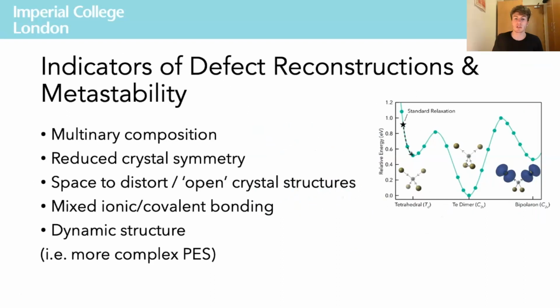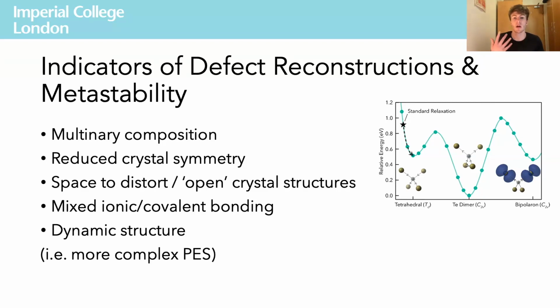Okay, so in our initial data set for testing our method, we had no perovskites included. However, from that initial data set, plus observations from many other studies that have since followed, we know that this reconstruction behavior is most likely to occur and be important when we have one or more of these features listed here. So, for example, a multinary composition, a reduced crystal symmetry, an open crystal structure, essentially non-close packed materials that have more space to distort, a mixed ionic covalent bonding, and or mobile ions with a dynamic crystal structure.